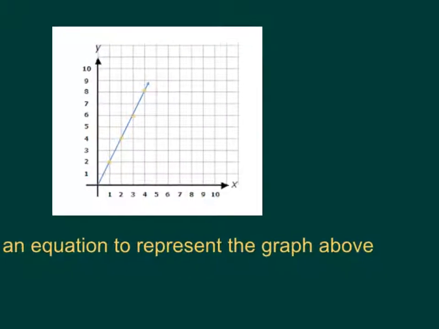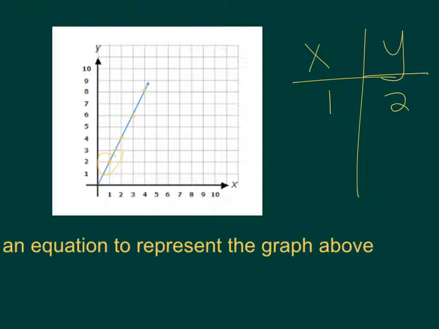So if we make a sort of table for this, we could do our x and our y. And we could pick our perfect points. So the first perfect point right here is over 1 up 2. The second point is over 2 up 4, over 3 up 6, over 4 up 8. We could make a table based on that and figure out what the constant of proportionality is.